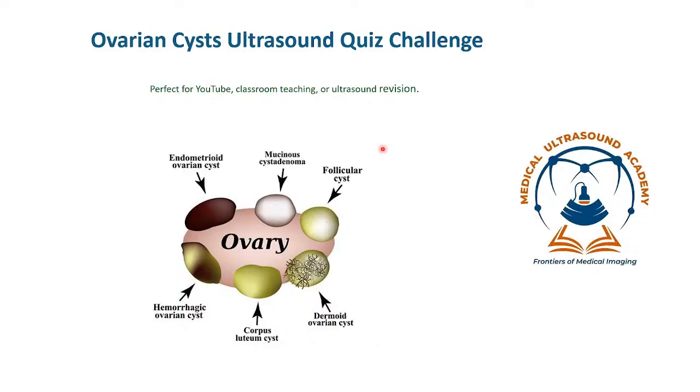So this is perfect for classroom teaching or ultrasound revision. So you know the different types of ovarian cysts, but you need to know how they appear sonographically. So you've got the dermoid cyst, corpus luteum cyst, hemorrhagic ovarian cyst, endometrioid ovarian cyst, mucinous cystadenoma, follicular cyst. So the challenge is you might know the different types of cysts, but you have to know how they appear sonographically. So let's go straight into our quiz session.